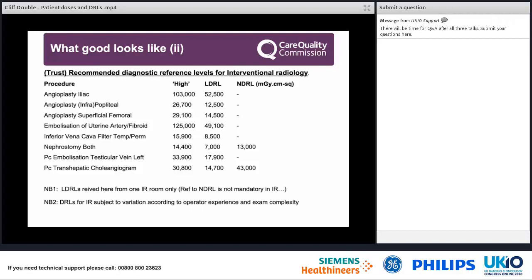So I think they've made more use of the same dose distribution that they've used to derive the local DRL in the first place. And while this is maybe food for thought, it's not connected to the main part of this slide set, which is around setting DRLs.